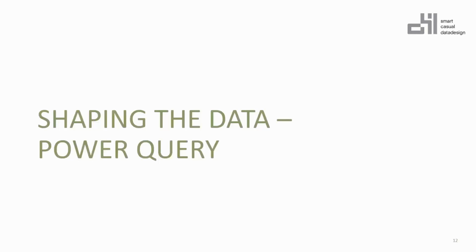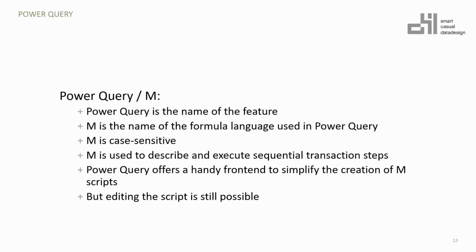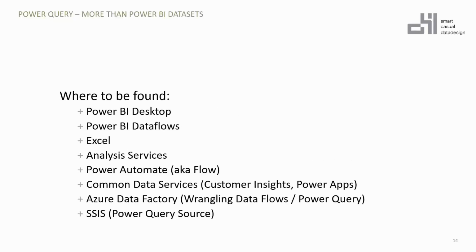That might be like the data transformation, like the ETL phase. And this is done with a tool called Power Query. Power Query is this feature that you're using, and M is the name of the formula language that is used in Power Query. M is a case-sensitive formula language, and it's used to describe and execute sequential steps. That is something which we best look at in the Power Query front end later on. Power Query offers you a front end to actually simplify the creation of those M scripts, but you still have the possibility to edit the scripts as well.